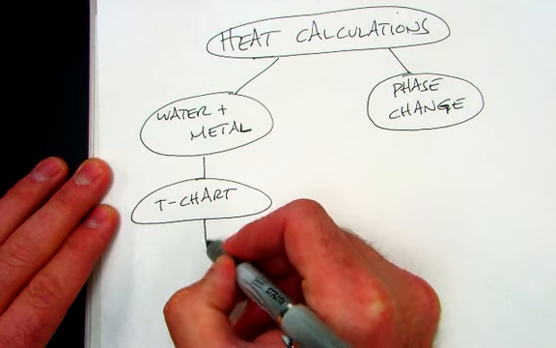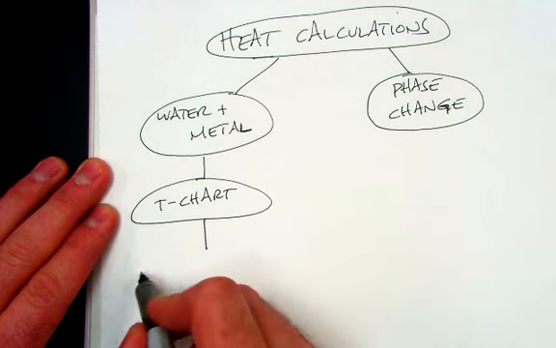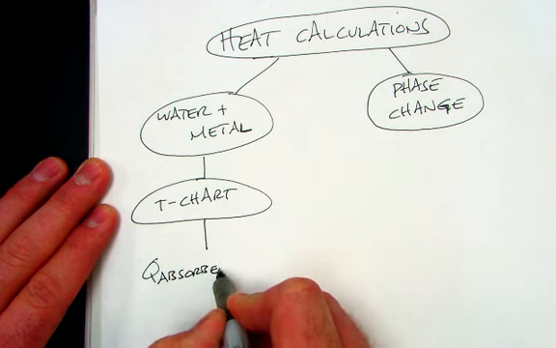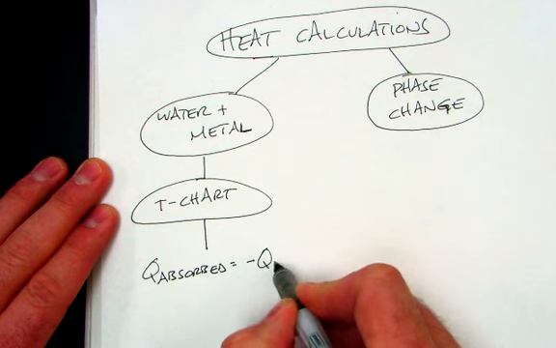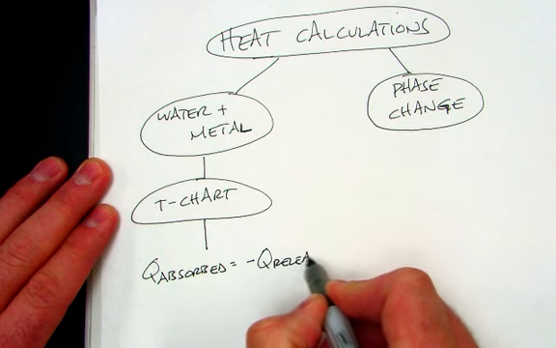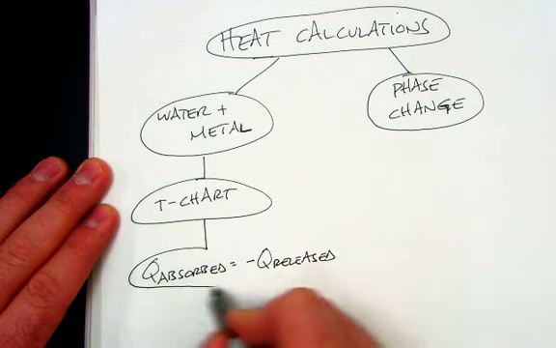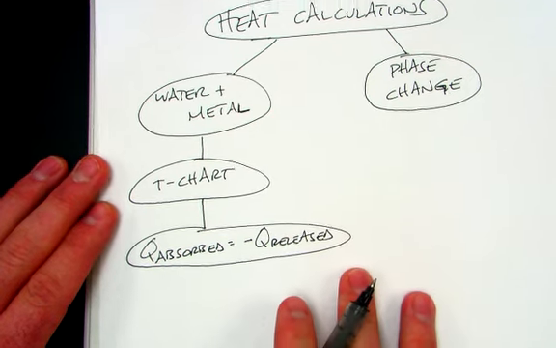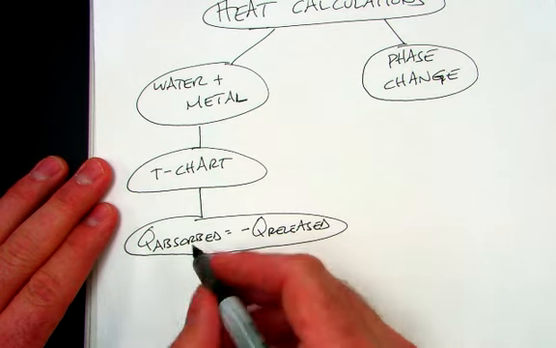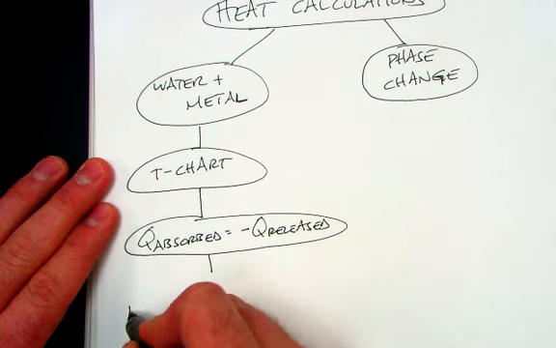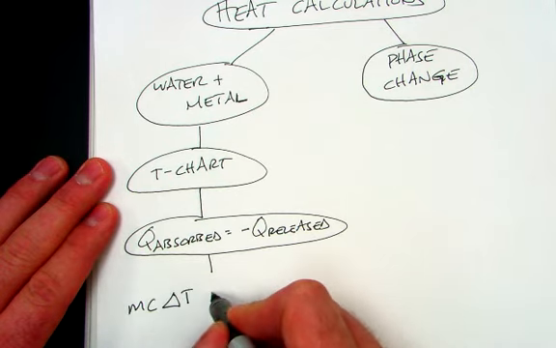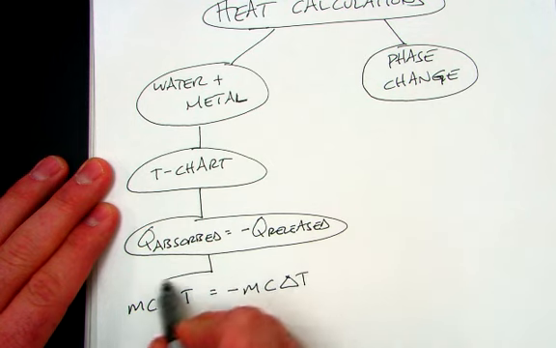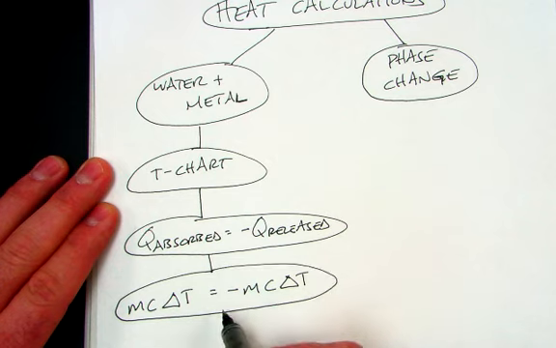Once you do that, we have our main idea that the heat that is absorbed is equal to the negative of the heat that's released. That's sort of the main idea. You don't necessarily have to write that down when you're solving it, but it's a main idea. From there, what we do is we set up MC delta T equals negative MC delta T as our main formula that we're going to use.